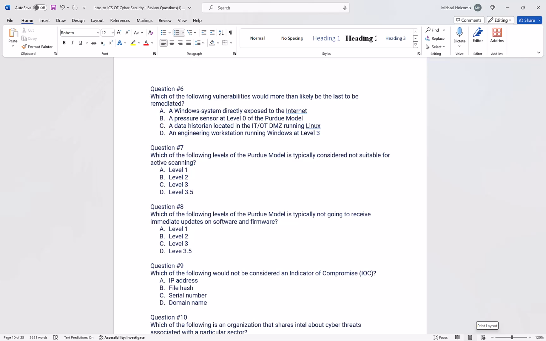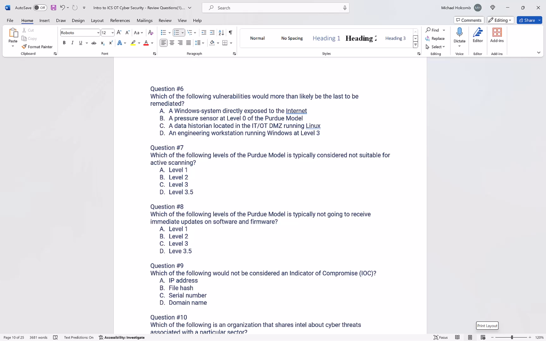Question 8. Which of the following levels of the Purdue model is typically not going to receive immediate updates on software and firmware? It's the same concept. Those lower levels, we're not going to be rushing to patch or update, and more than likely we probably don't need to, because they're so deep within the network that it takes a lot of work for an attacker to get there. And ideally, in the perfect world, we would have network security monitoring in place to catch an attacker in the environment before they get to those lower levels, like where the PLCs sit.